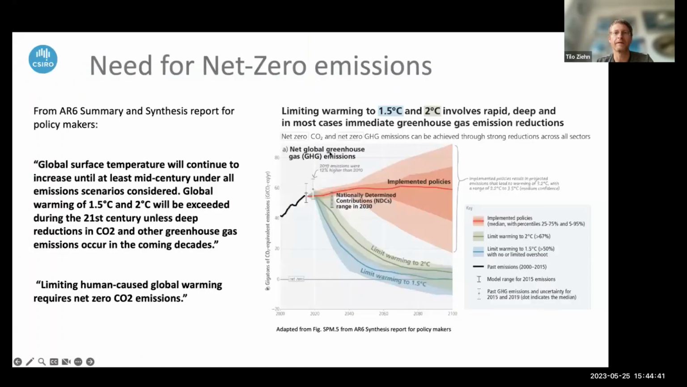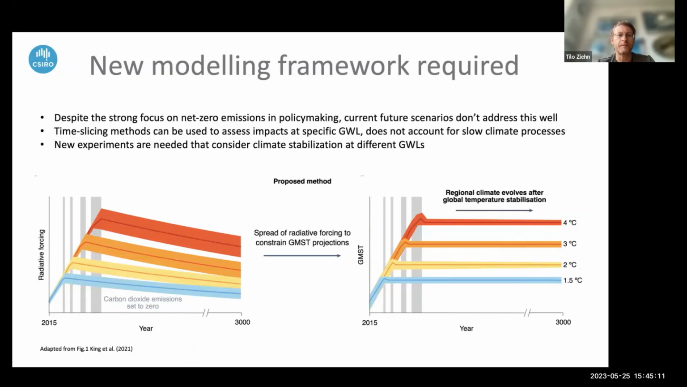Here we go. Okay. So the message from the IPCC is quite clear. If we want to limit global warming to 1.5 or 2 degrees, then we must achieve net zero emissions, and major economies are targeting net zero emissions by 2050. However, reaching net zero, as you know, will require major changes, including carbon dioxide removal, and we are actually a long way off achieving this.